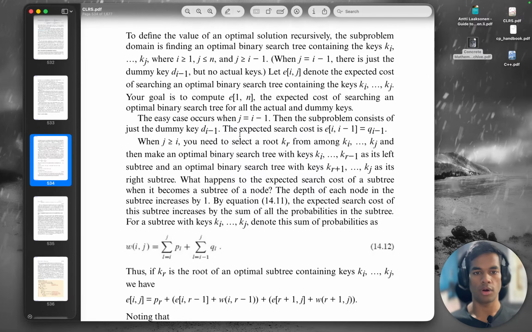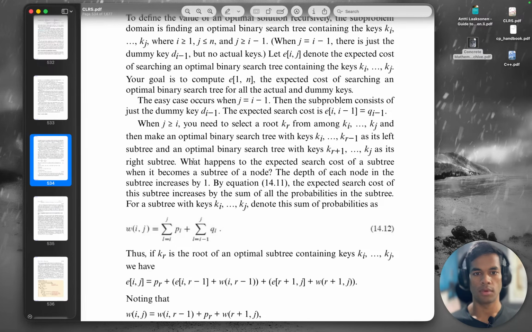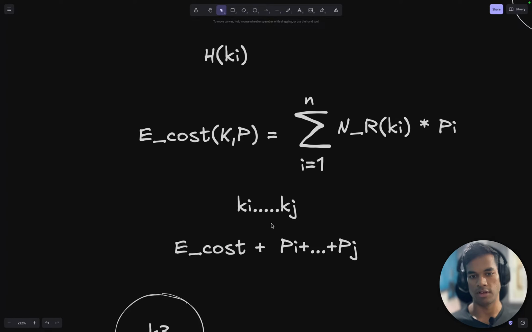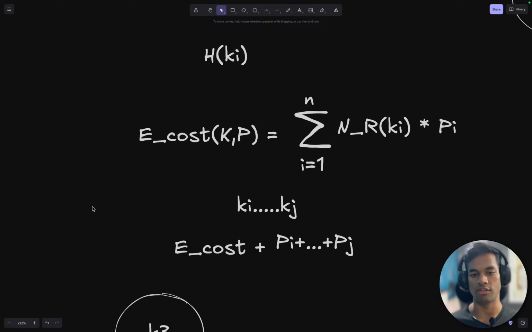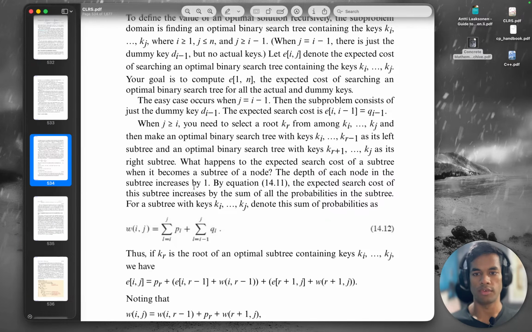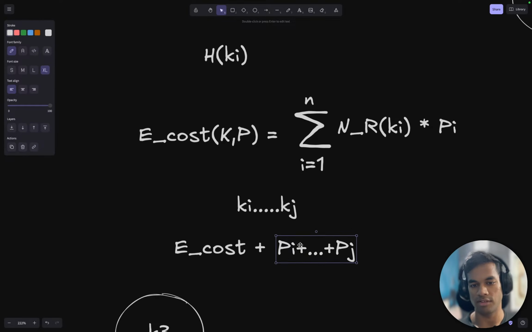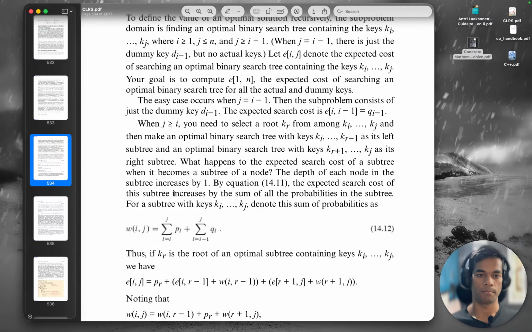When j is greater than or equal to i, you need to select a root. Yep, the depth. What happens to the expected search cost of a subtree when it becomes a subtree? Yes, this, and the sum of all the probabilities of the nodes which were in that subtree. The depth of each node in the subtree increases by 1. So from equation 14.11, the expected search cost of this subtree increases by the sum of all the probabilities in the subtree.